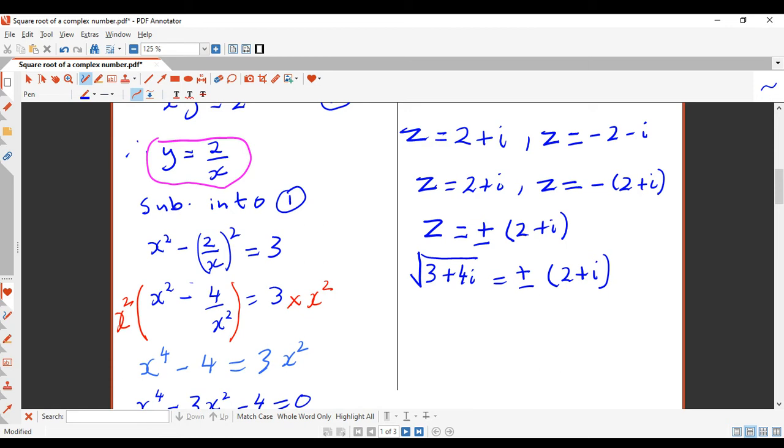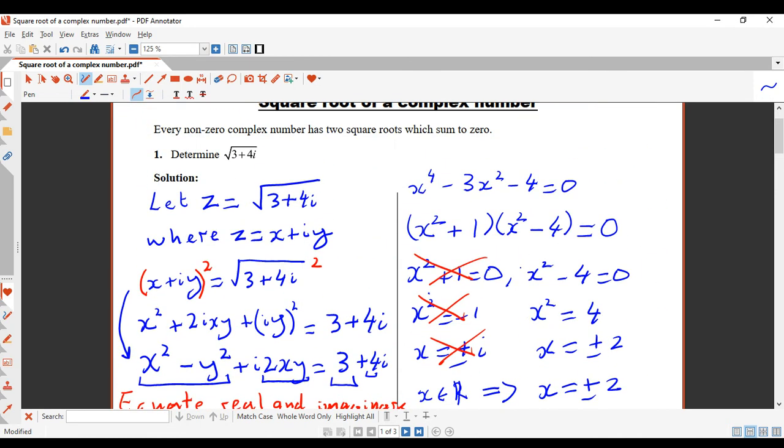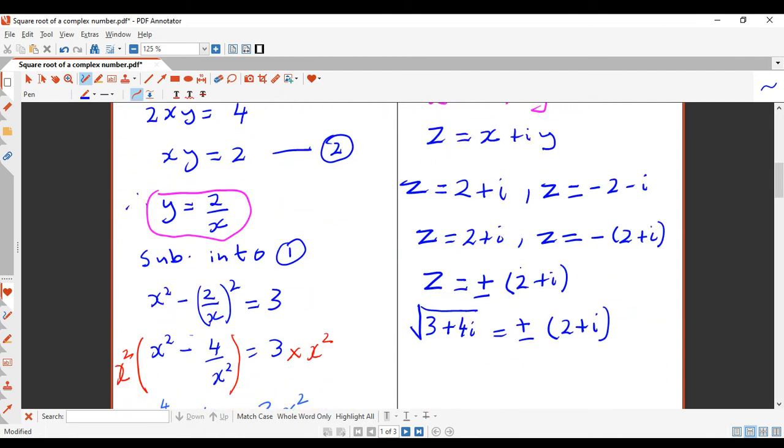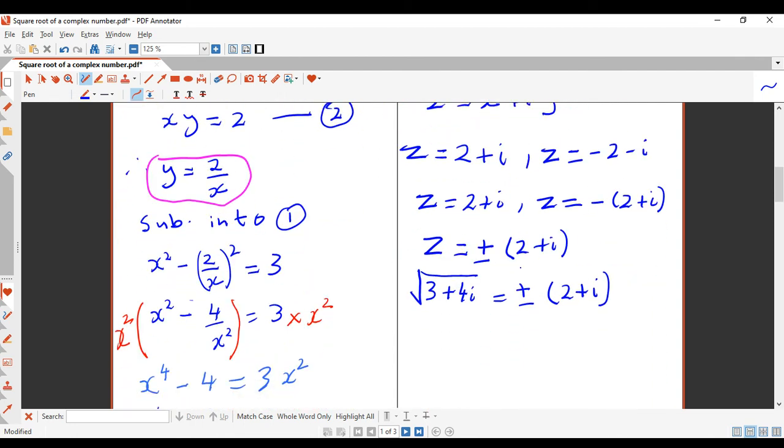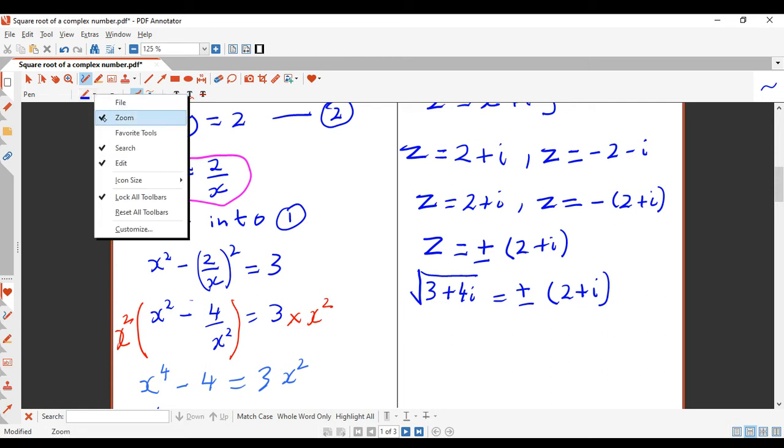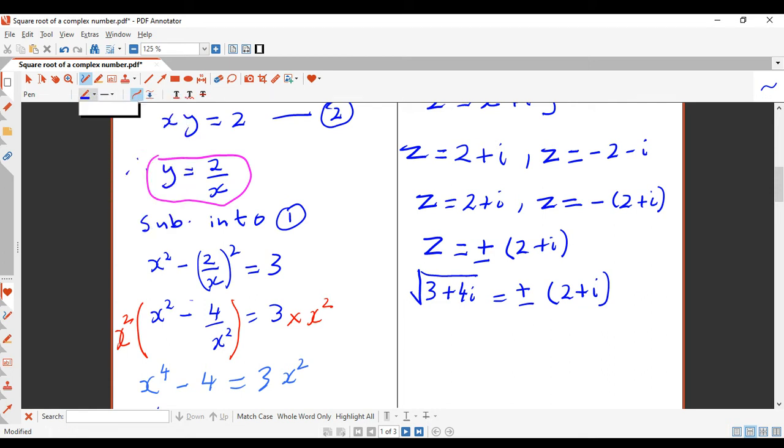Okay, so that's my final answer. Right, so we started off with the square root of 3 plus 4i, and that's what we've ended up with. Now, I just want to point out there is also an alternative way of solving those simultaneous equations. It's called solving by inspection.